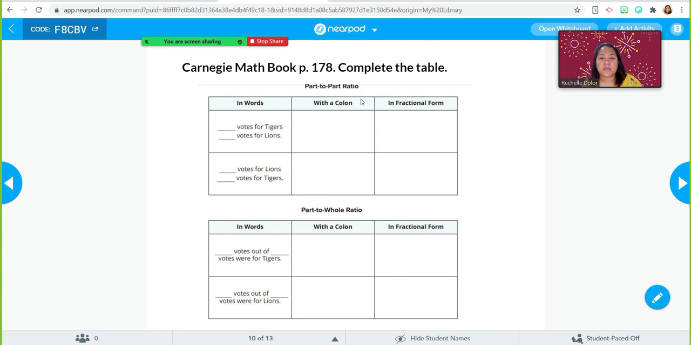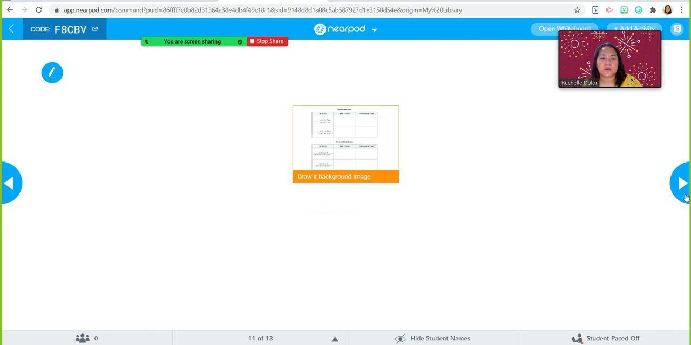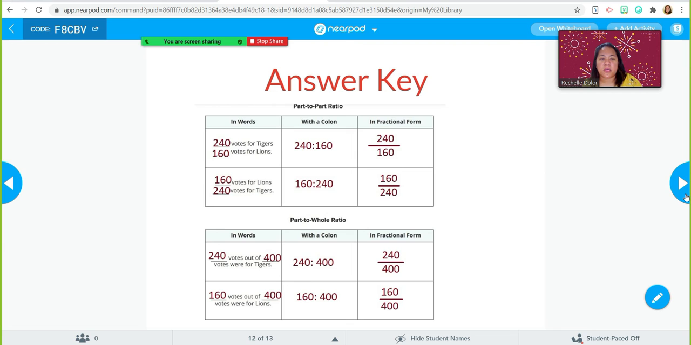Next, you're going to complete this table, page 178. You should have information from the other pages, or 177, to complete this one. So go ahead, take your time to complete this table. Okay, this is now the answer key. There were 240 votes for tigers and 160 votes for lions. So we can write this in column form, and also in fraction form. And this is the answer key for this table. I hope you answered them correctly and check your work with this answer key.